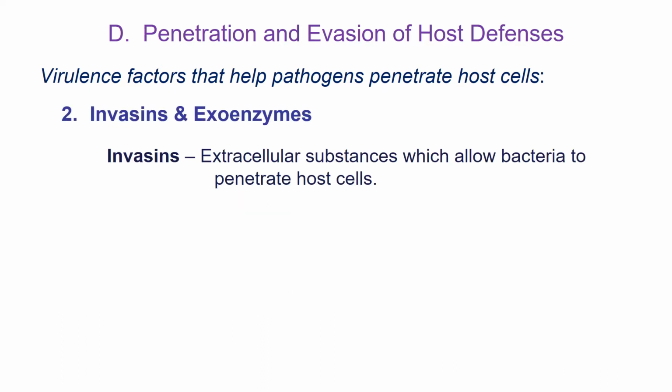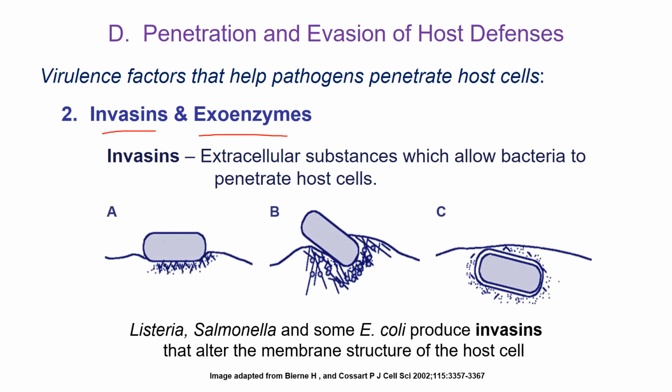Another group of things worth talking about are the invasins and exoenzymes, which sometimes those words are used interchangeably. Invasins are extracellular substances which allow bacteria to penetrate host cells. This shows an example of Listeria or Salmonella binding to a host cell and secreting something that gives a message to the host cell to bring in this little bacterium by endocytosis. On the right is an example of Salmonella, which can live internally, which makes it hard to treat with antibiotics.